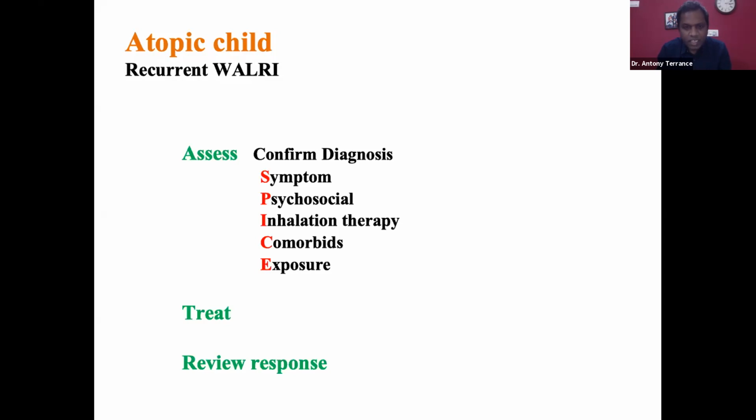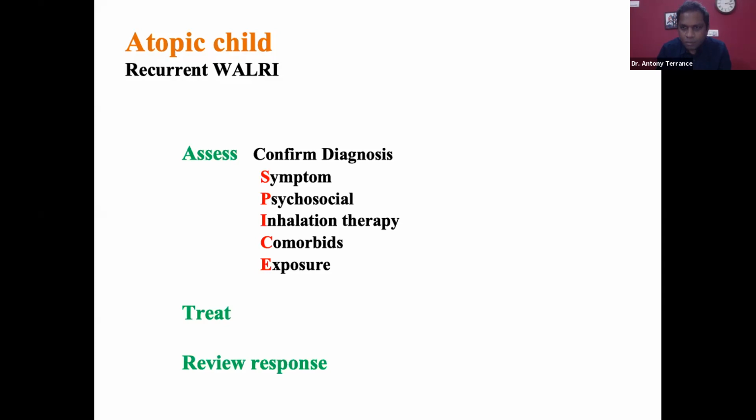This is usually a clinical diagnosis. Probably we might need to do an X-ray to exclude alternate diagnosis. No high-end investigations are necessary as long as the child is otherwise healthy. But we need to look into the SPICE factors. What are the SPICE factors?